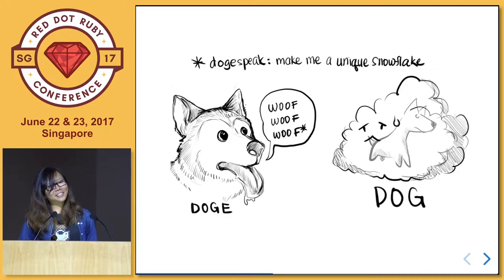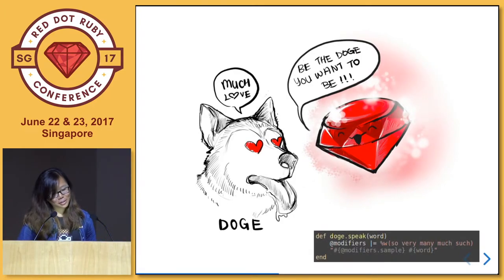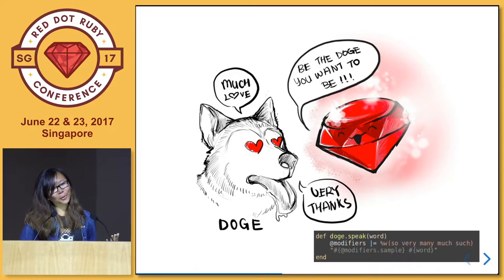But in the night, Doge was visited by Ruby herself, who was full of sympathy for the poor animal. And so she spoke, "Thusly, I do grant you the power to be the Doge that you want to be. No longer shall you be a dog, but you shall be a singleton Doge. Yet to keep the peace, I cannot make this obvious, for if I do, Dog will be jealous."